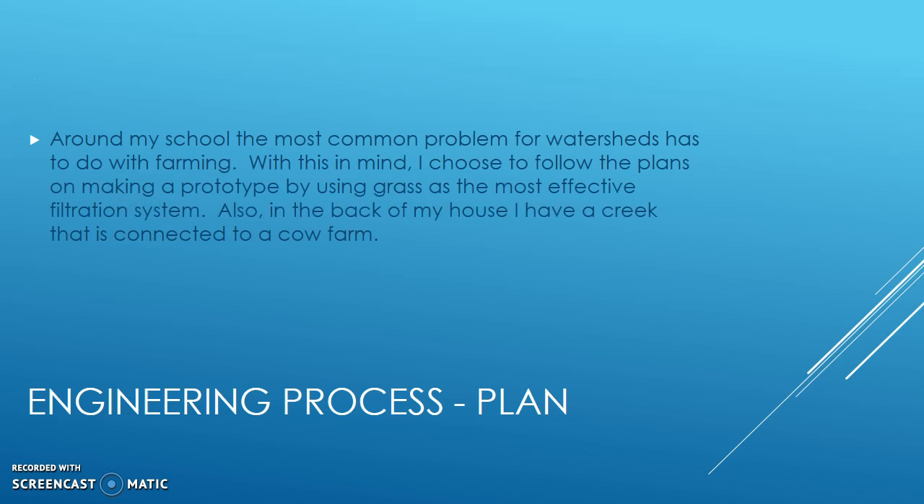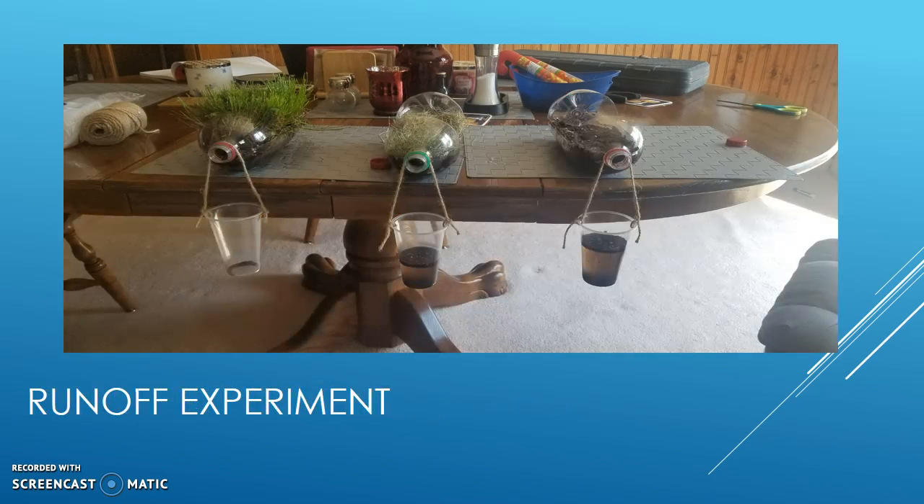So for my third step, my plan, I ended up still going with the prototype. I felt it was the most relatable to myself since I am surrounded by farming at my school as well as in my backyard. I actually have a creek that is connected to a cow farm. So I wanted to actually see how effective grass is when making sure that we don't have runoff going into our waterways.